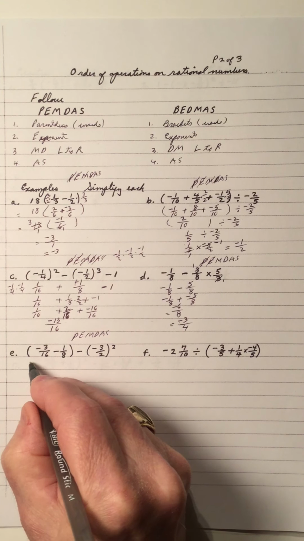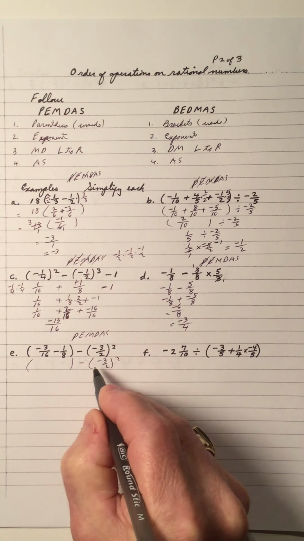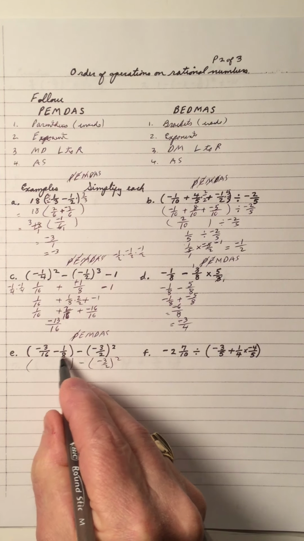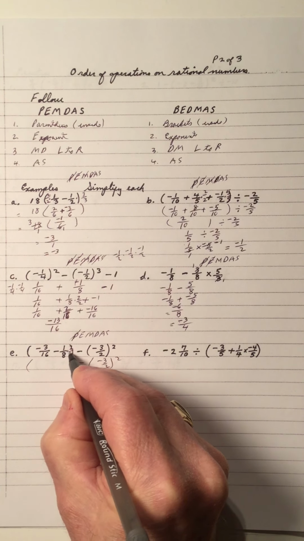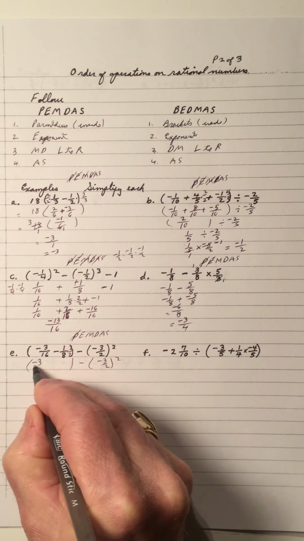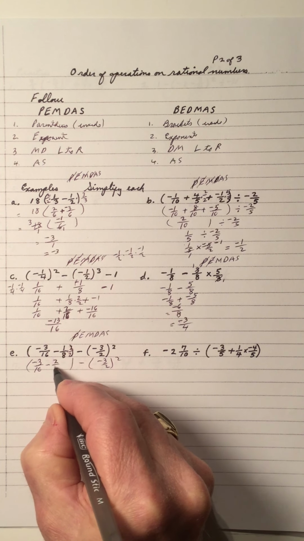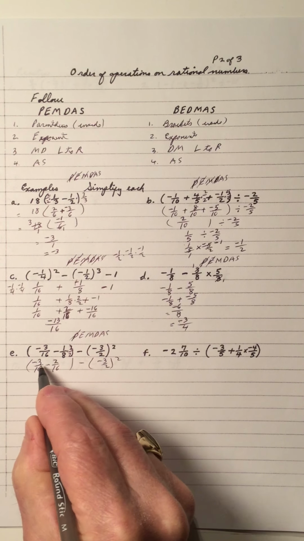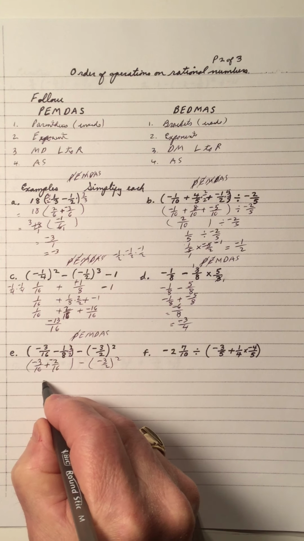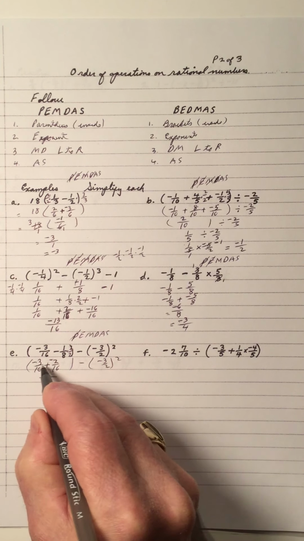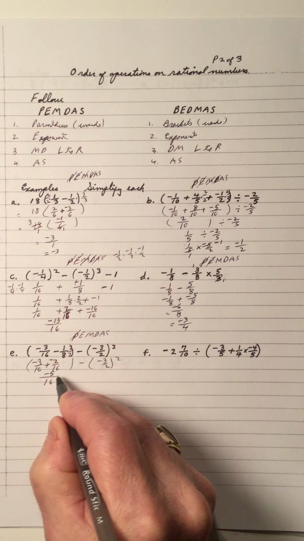E. PEMDAS. I've got brackets to do, so let's work out the inside of these brackets and leave all the rest alone. 16 is a common denominator for 16 and 8, so I multiply by 2 over 2. Negative 3 over 16, subtract. 2 times 1 is 2. 2 times 8 is 16. Because I have a subtraction, I will add on the opposite, add on negative 2. Common denominator is 16. Add up, I get negative 5. Okay, that bracket is done.